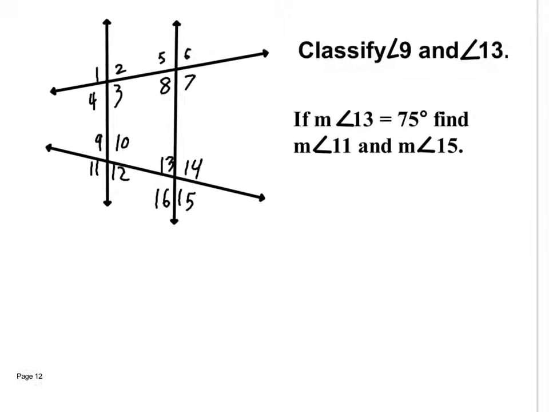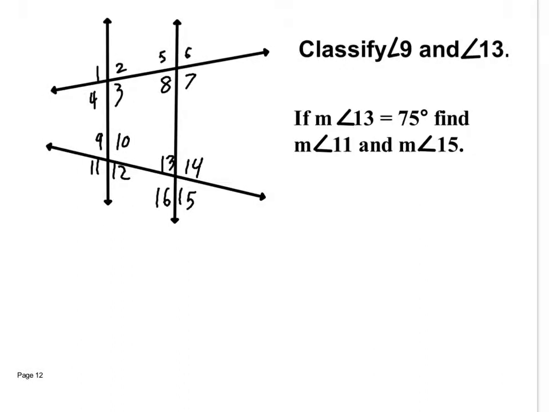Okay, you already have this diagram. You just need to classify angles 9 and 13. And if the measure of angle 13 is 75 degrees, find the measure of 11 and 15. So I need to classify angle 13 and 9. What would be a relationship between 9 and 13? Corresponding. They are corresponding angles. Good. Again, you've got 5 options for all of these angles. Between 9 and 13, they're corresponding because they're on the same spot of the transversal and the parallel lines. They're equal to each other.